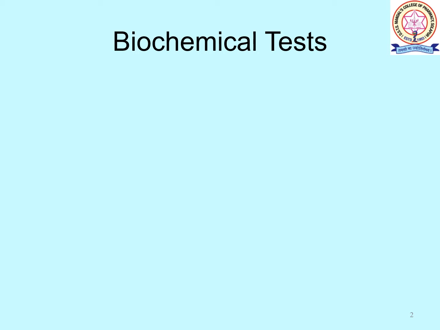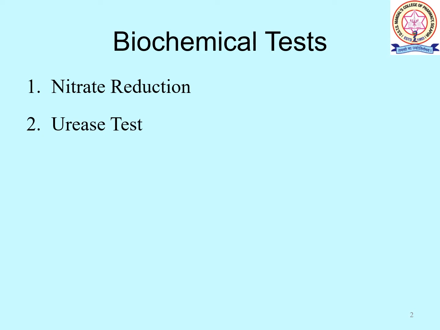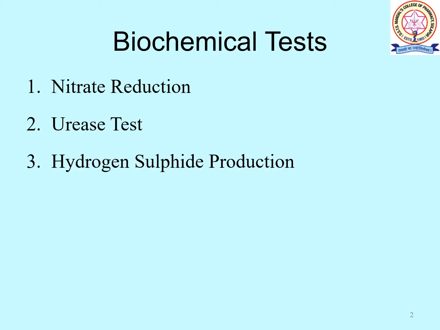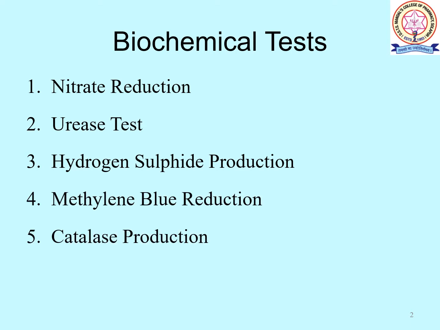Biochemical tests determine the bacterial carbon dioxide requirement, H2S production, urease activity, and growth inhibition by thionine or basic fuchsin, or some tests will be based on fermentation of sugars or their other biochemical properties, which will be used for their identification, which includes nitrate reduction, urease test, H2S production, methylene blue reduction, catalase production, oxidase reduction, etc. We will see one by one.